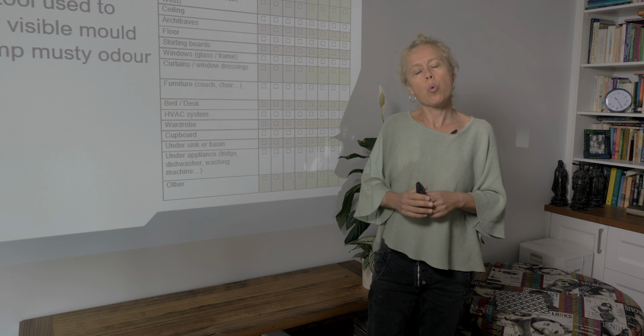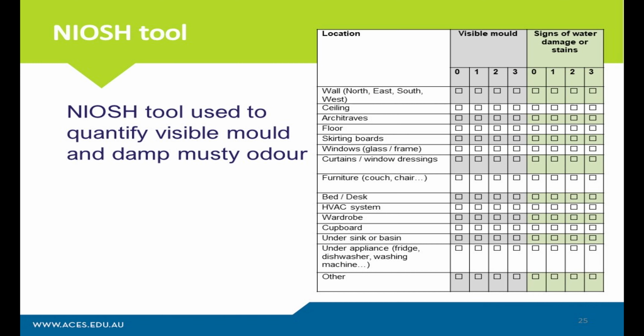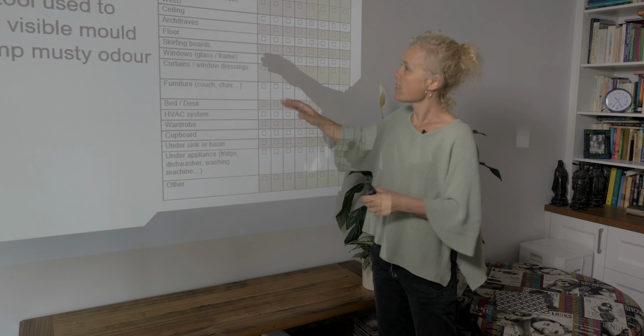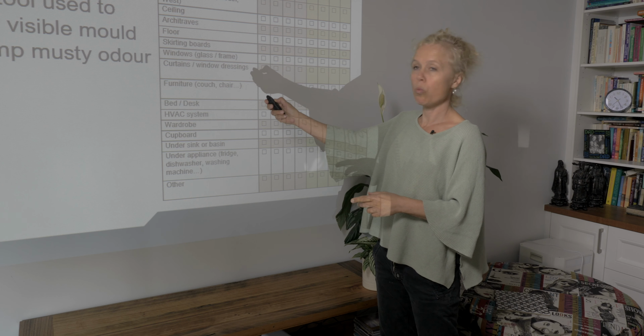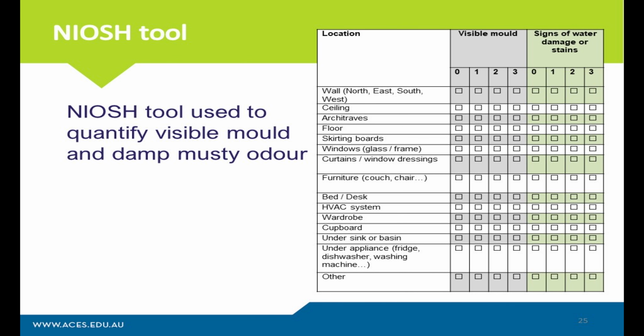When it comes to quantifying the visible mould, it's important to use the NIOSH tool, the National Institute for Occupational Safety and Health tool. Now, this is a fantastic tool. I've modified it here because it basically enables us to quantify, well, each of these maps, the NIOSH tool is used for one surface. So for example, I might tick north wall. So this is on the north wall, I have 1, which means that the visible mould was up to the size of a piece of paper.